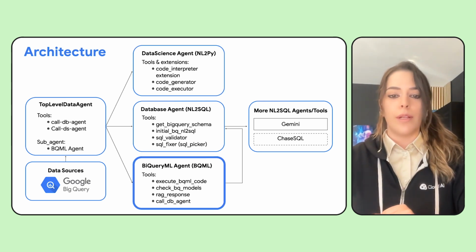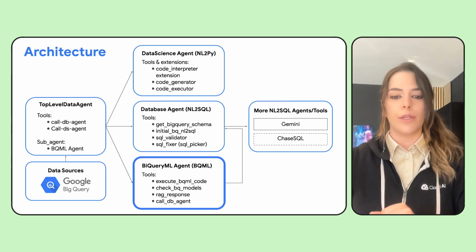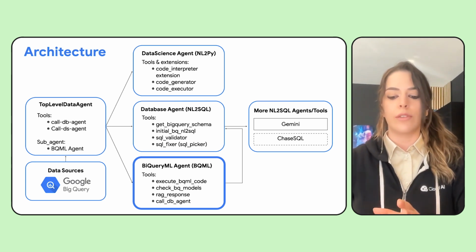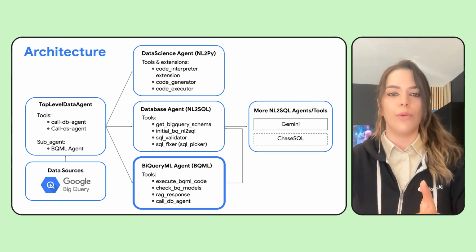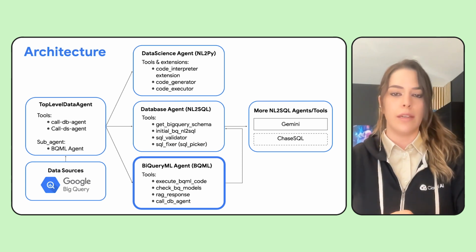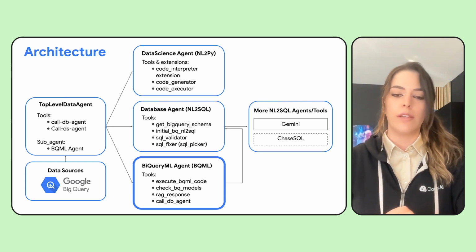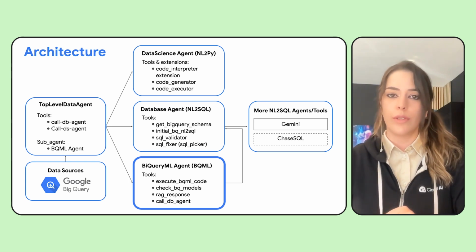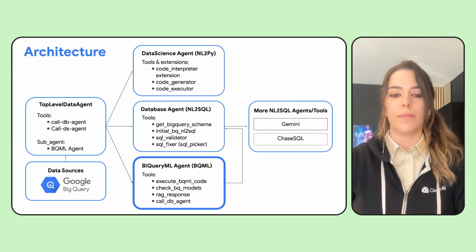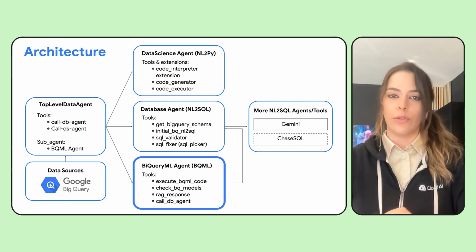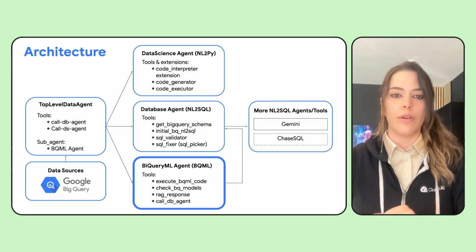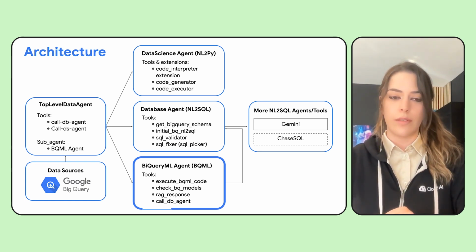Then we have the BigQuery ML agent at the very bottom. The BigQuery ML agent is there to support with a bit more sophisticated data science workloads. Everything that you can do on BigQuery ML, you can do with the BigQuery ML agent. It's really there to give support. It can write the BigQuery ML SQL statements. So you can really use it to train models, use them for inference, and do other sorts of analysis.